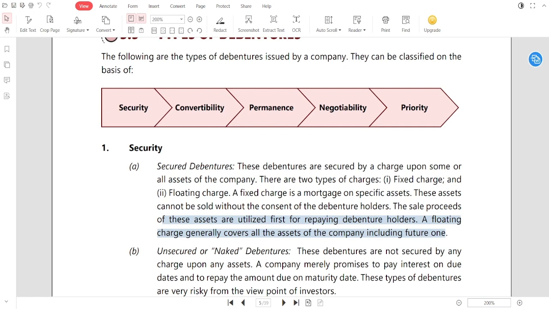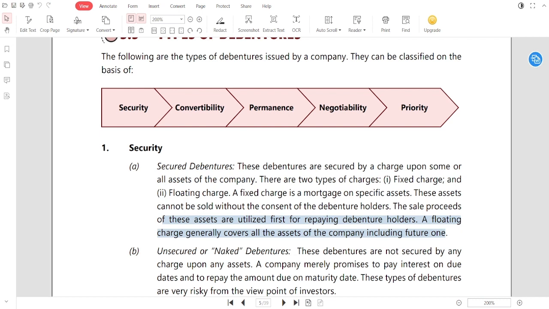So when you purchase any asset in the future, until you pay the liability of the debenture holder, the future asset is also covered under the security of the debenture. That's all.